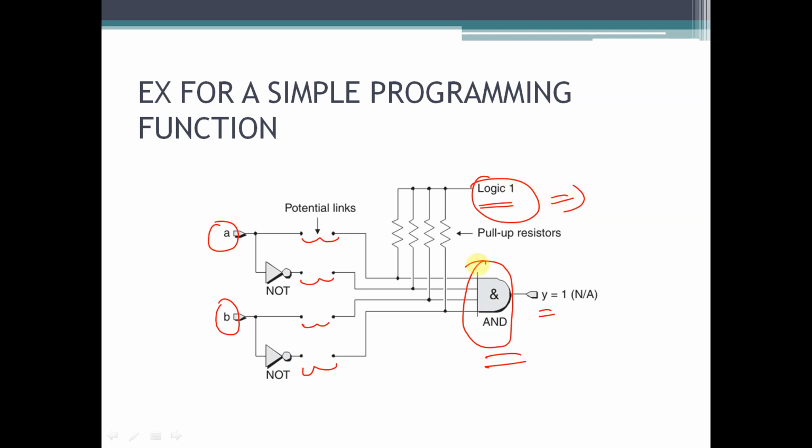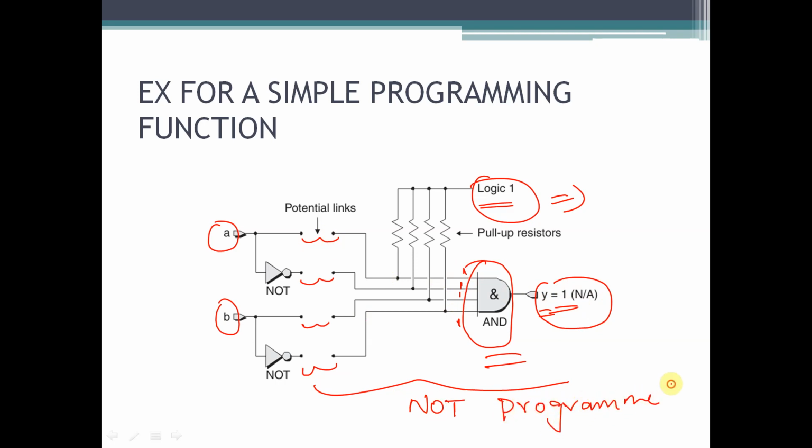Logic one means I'm providing input as 1. So the AND gate has all the inputs as 1. So what is the output? Here there is no connection. 1. Yeah. So this circuit is called not programmed. The circuit is in the not programmed state. So what is the output we are getting? 1, right?